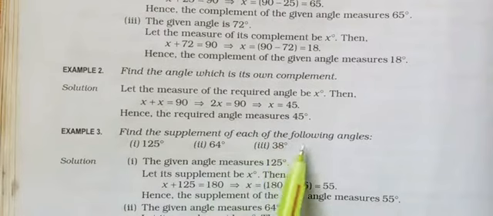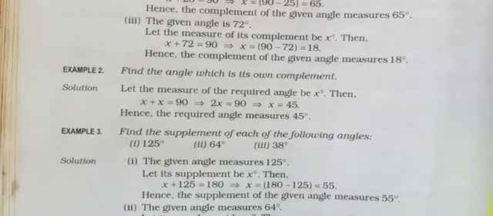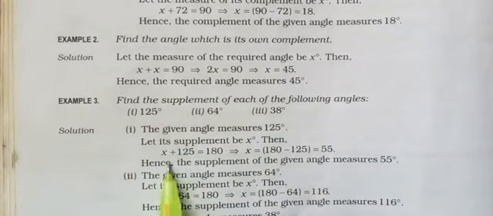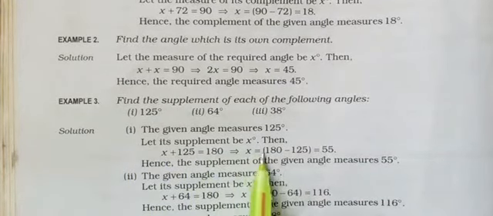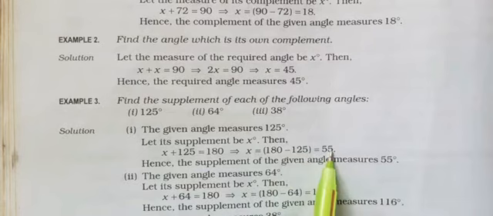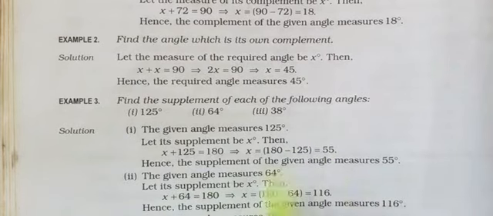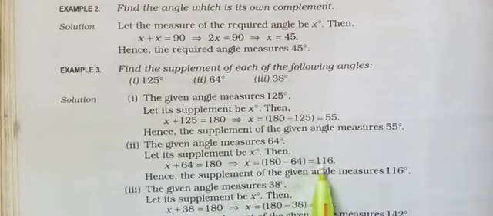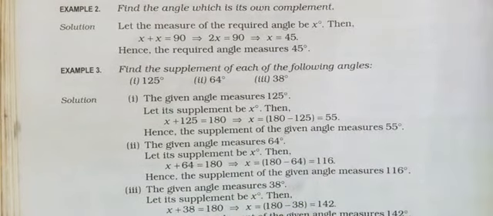Similarly, find the supplementary angle of the following angles. So we are proceeding in a similar way. For the first, 125 degrees: x plus 125 is equal to 180. So x is equal to 180 minus 125, which means 55 degrees. Okay. Next, x plus 64 is equal to 180. That implies x is equal to 180 minus 64, which means 116 degrees.